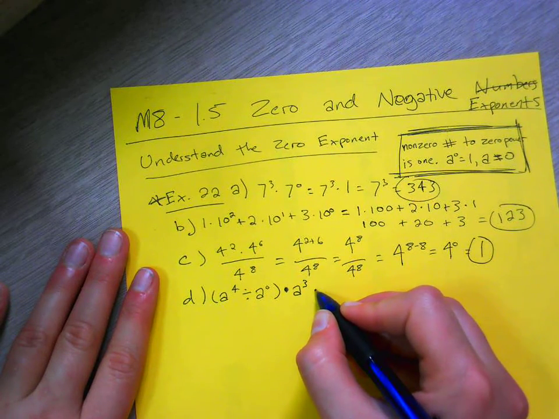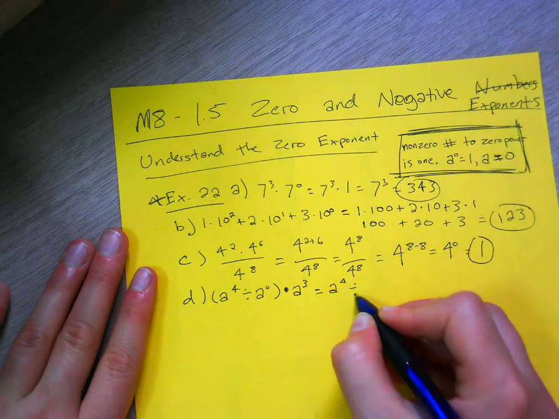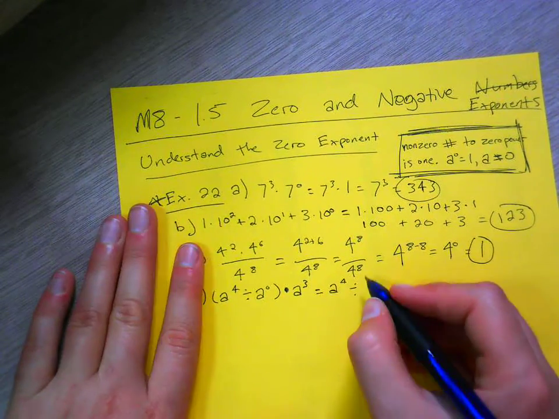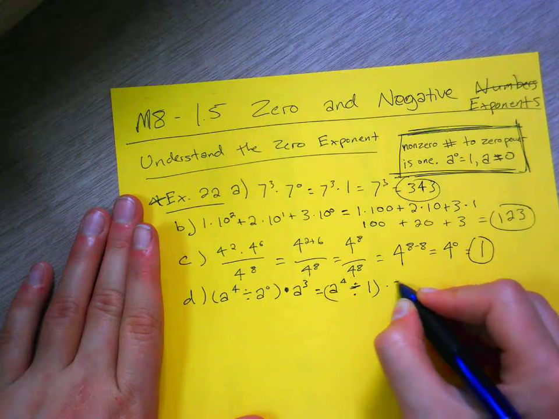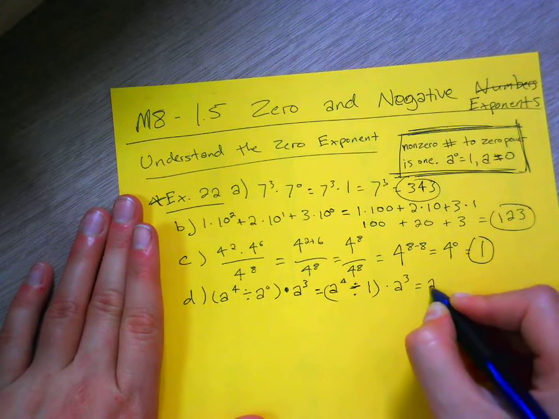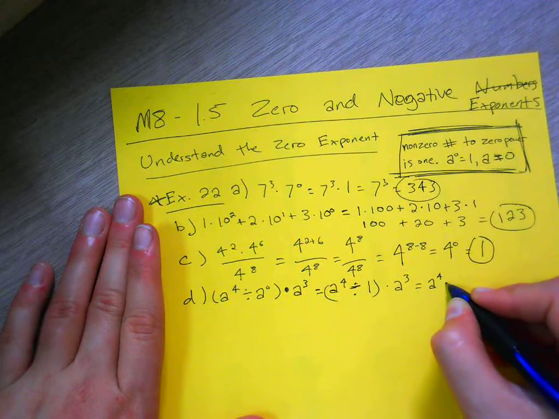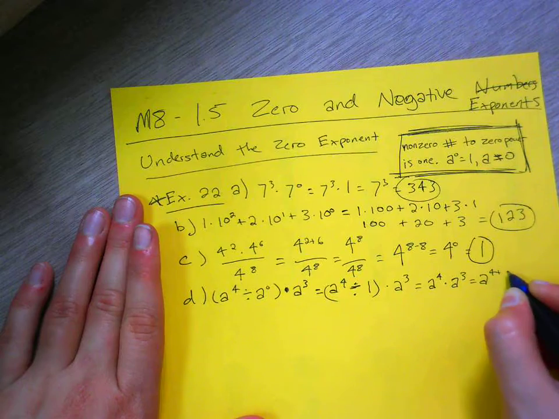Inside first is going to be a to the power of 4 divided by, sorry, there's a mosquito on me, divided by 1 times a to the power of 3 equals a to the power of 4. Divided by 1 is still just a 4, so now it is times a 3, which equals a 4 plus 3, which equals a 7.